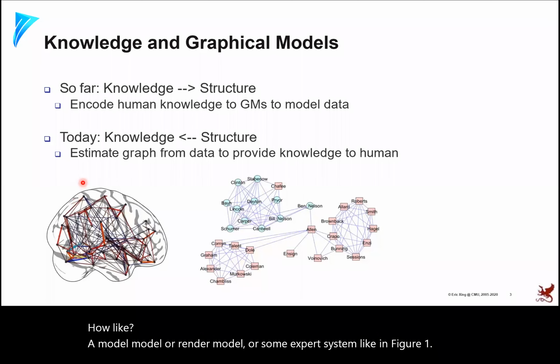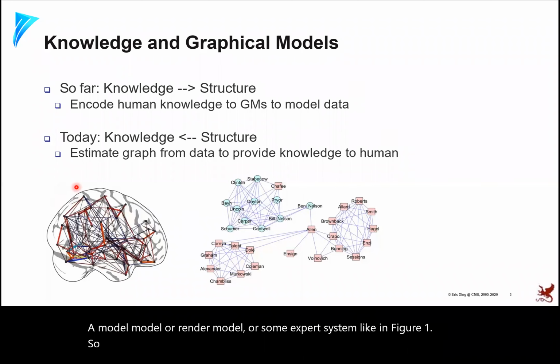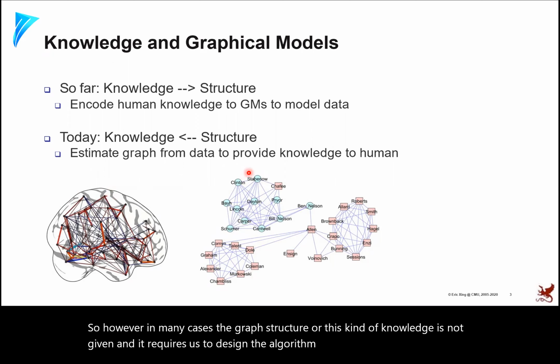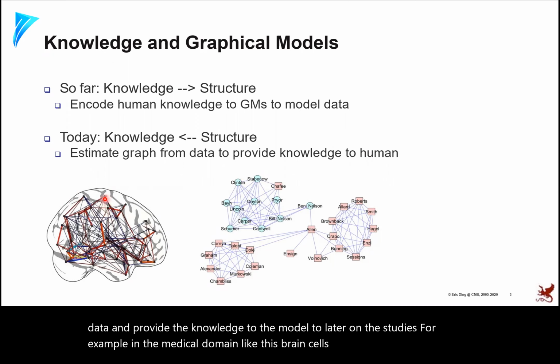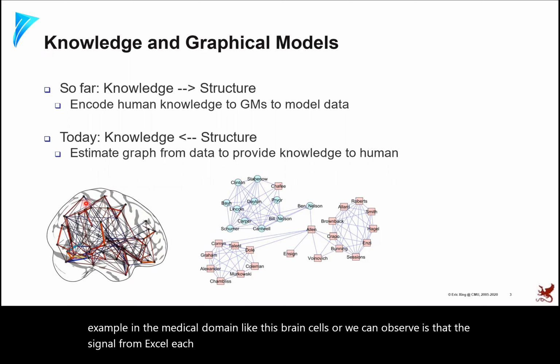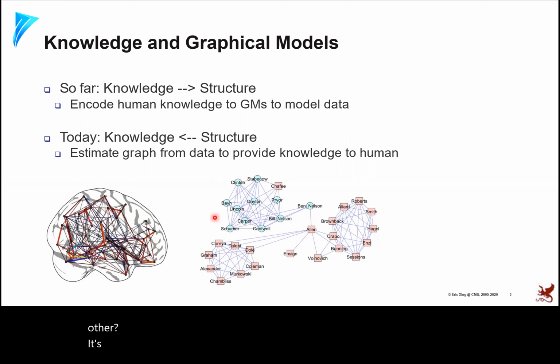However, in many cases, the graph structure or this kind of knowledge is not given, and it requires us to design an algorithm to learn the graph from the data and provide the knowledge to the model for later studies. For example, in the medical domain, like these brain cells, all we can observe is the signal from each cell, but how these cells are connected with each other is hidden, which we are not given by the model. We need to learn and infer this structure.